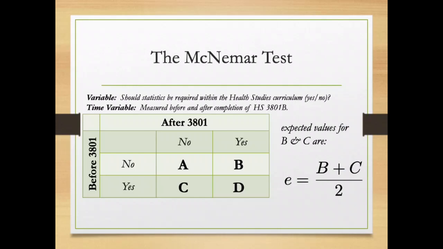And from here on out, it's just a normal chi-square analysis, except because we're only interested in the two cells that represent change on our dependent variable, we will only consider the difference between observation and expectation for cells B and C. The obtained chi-square for this analysis would be the squared difference between observation and expectation, divided by expectation for each of cells B and C. We would compare this to a chi-square critical with 1 degree of freedom.